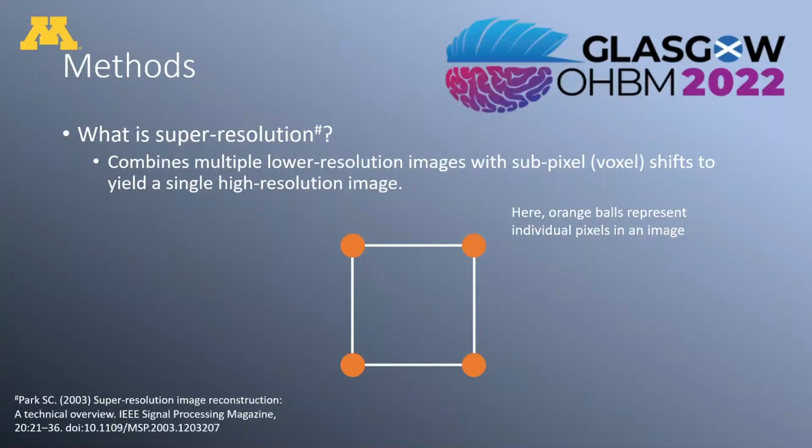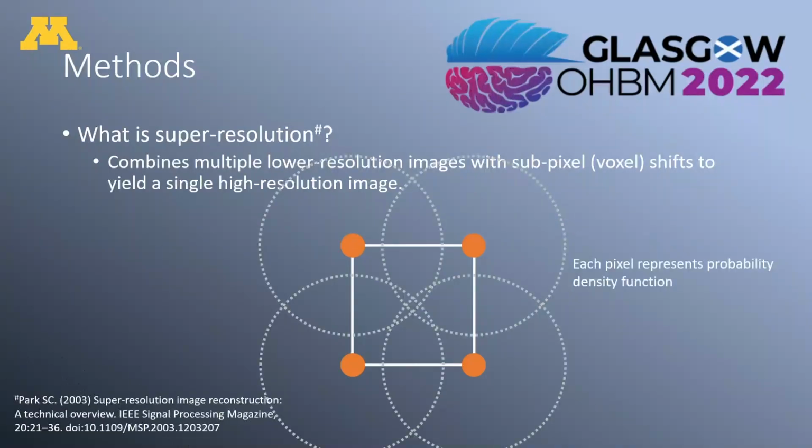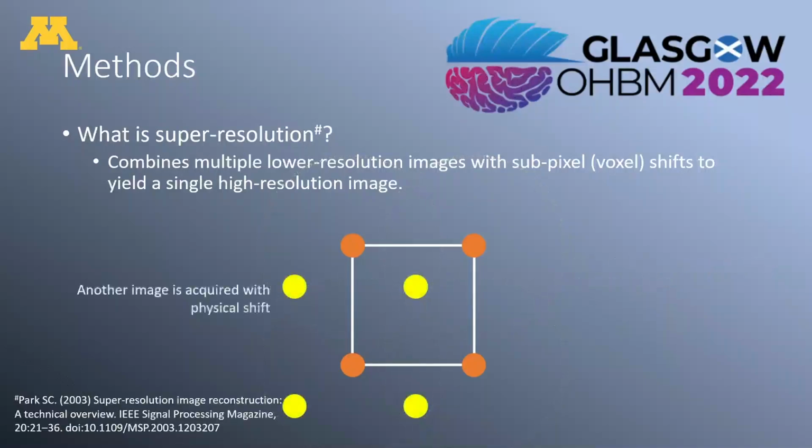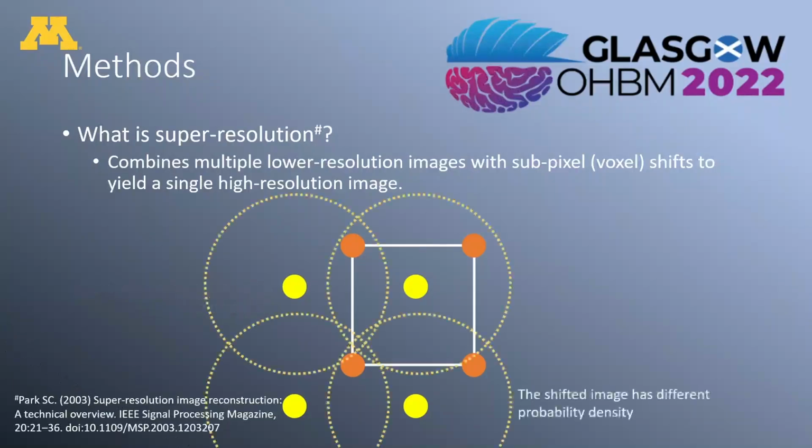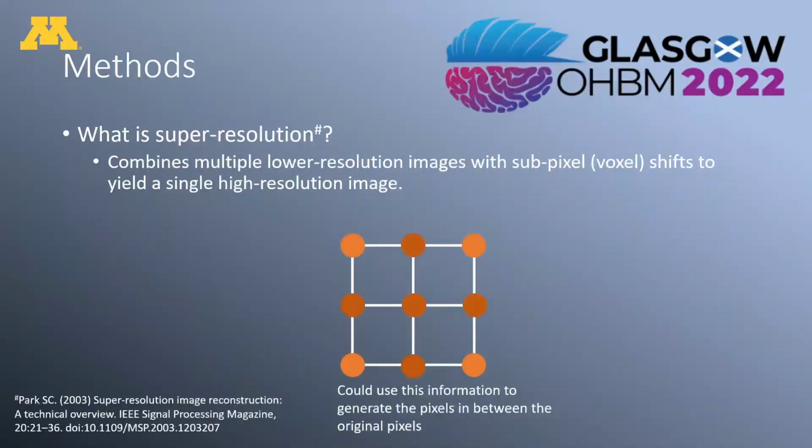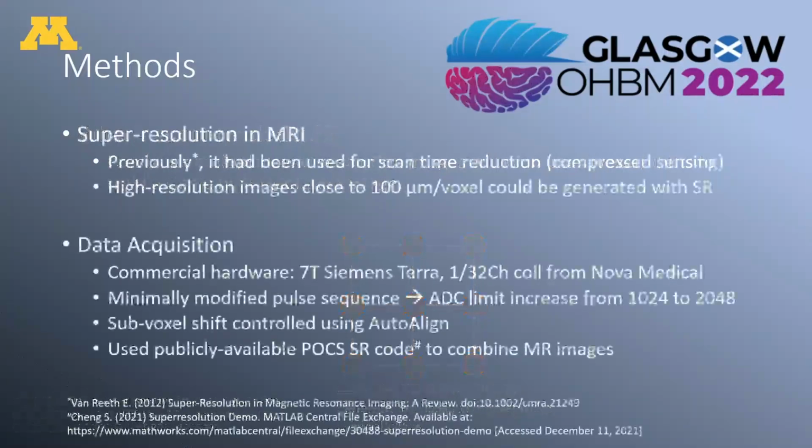Here the orange balls represent individual pixels in an image, and these are basically the probability density function of protons in that location. You can think of it that way. Then if you acquire another with the physical shift, like you do with the pixel shift, that has its own probability density function. You use that information to generate these intermediary frames. So it's a little better than interpolation, something in between averaging and interpolation.